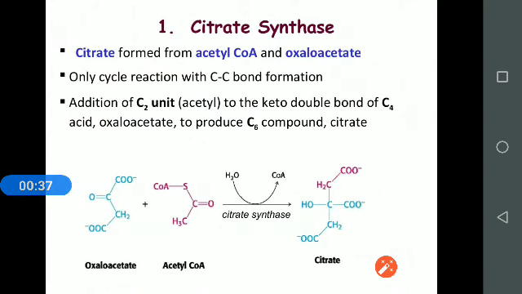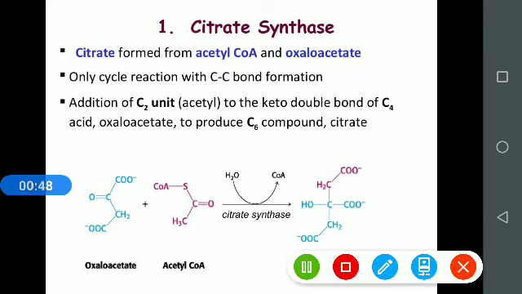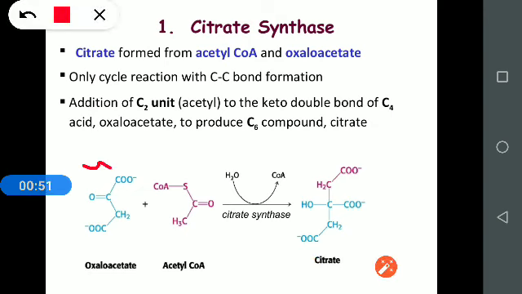First reaction, citrate synthase. Citrate synthase is an enzyme. Citrate is formed from acetyl CoA and oxaloacetate. By means of condensation, the 4 carbon structure and the 2 carbon structure condense to give citrate, a 6 carbon structure. Here citrate synthase participates, and this is the only reaction where C-C bond formation will be seen. This 4 carbon and 2 carbon combine and C-C bond formation is seen here.